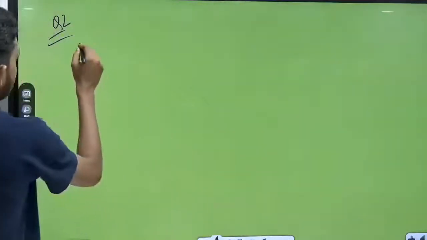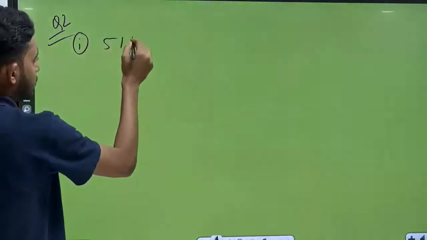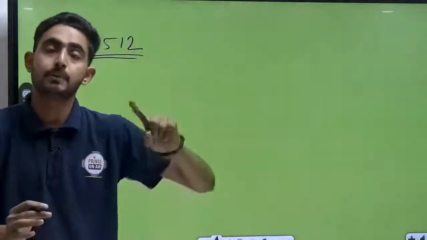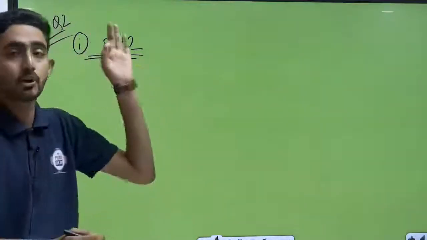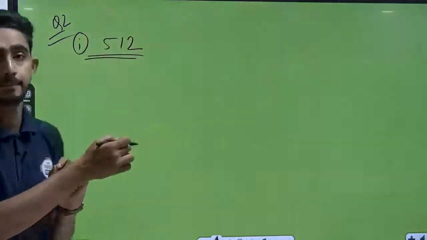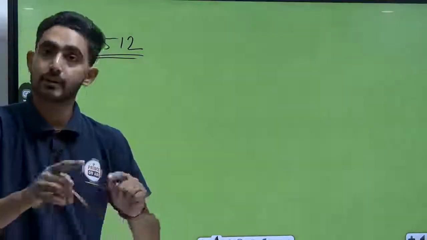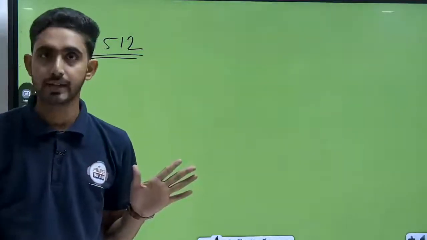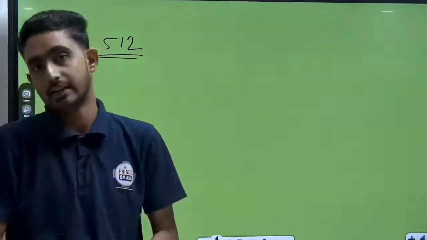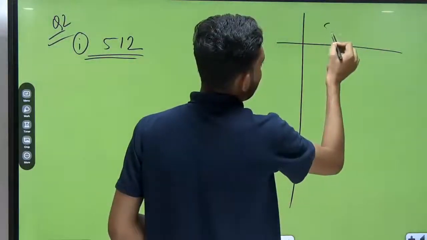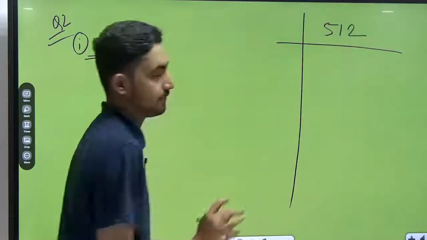I will write down 512. Actually this 512 is not a perfect square obviously. The question is telling you, which is the smallest number that you have to multiply with 512, so that whatever your product will come, that is a perfect square. Okay, now how will we find the answer? Let's see. First of all, I have to find the prime factorization of 512. This is your first step.